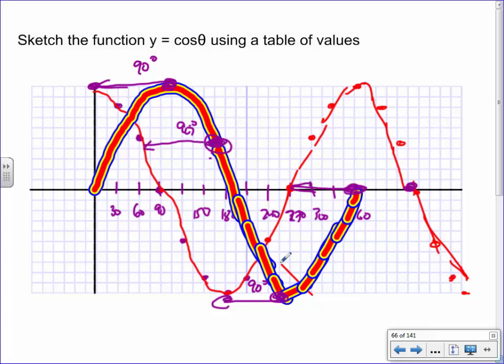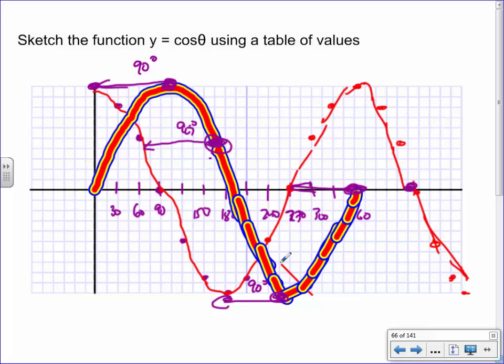If you want to throw a second one on, cosine looks like this. It's like a big U almost. It starts at the top, goes down through that middle point you have there, down to the bottom, back up again. And this one here would be what cosine of theta is.